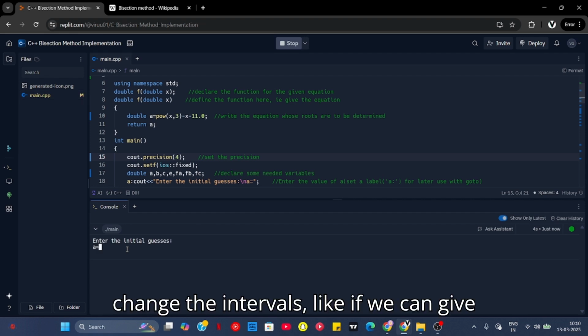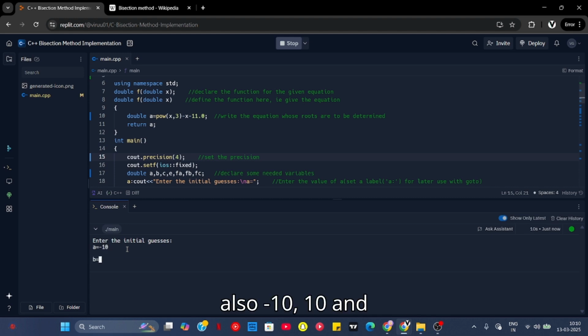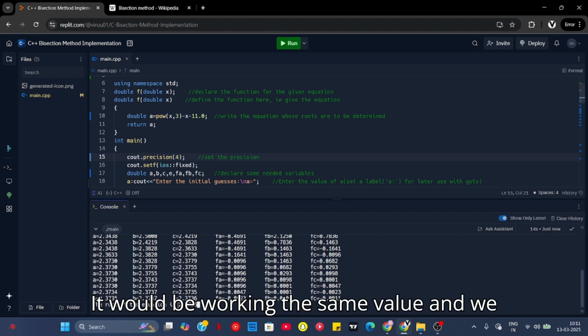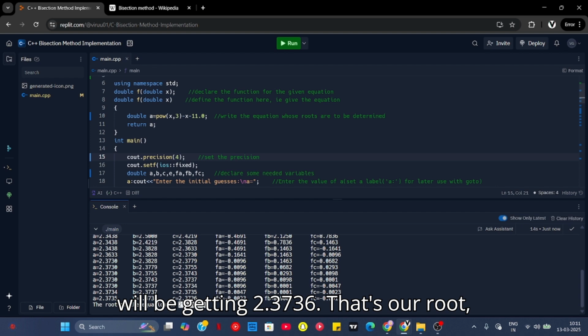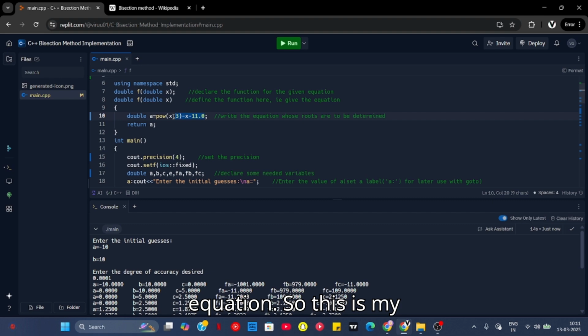Let me change the intervals. We can give intervals between negative and positive also: minus 10, 10 and 0.001. It would work the same and we will get 2.3736. That's our approximate root of this equation.